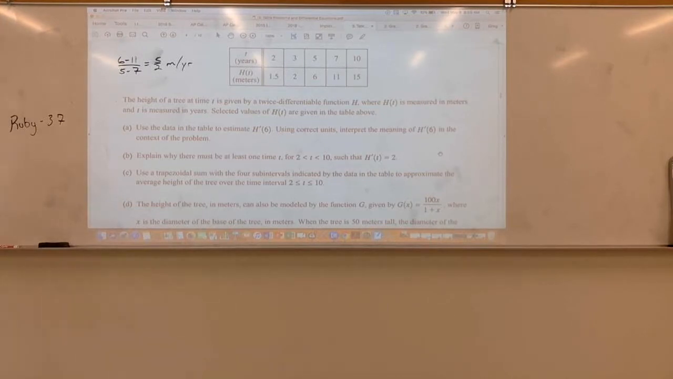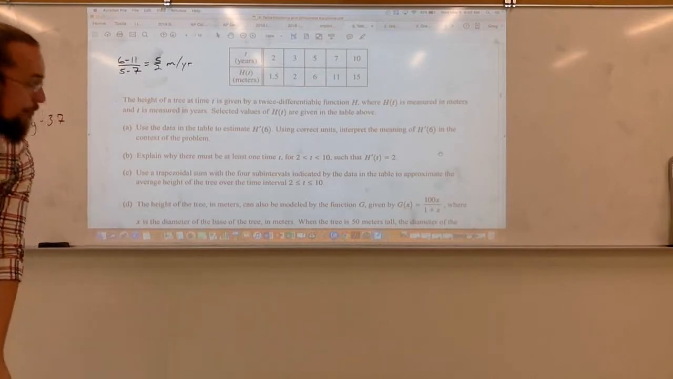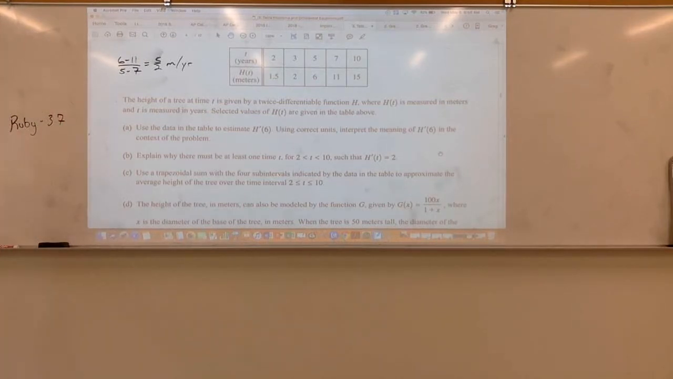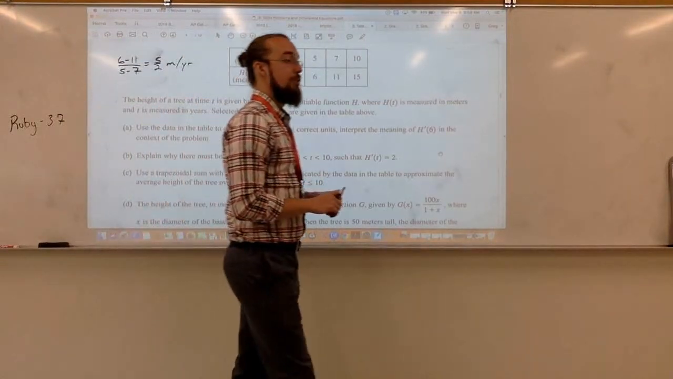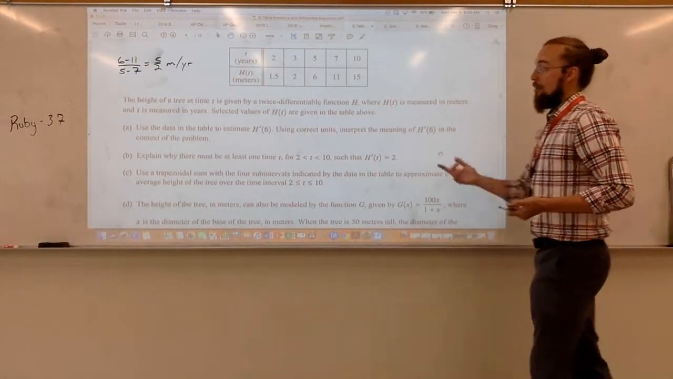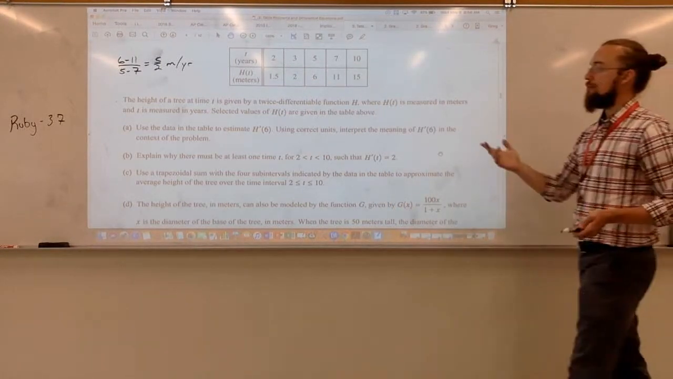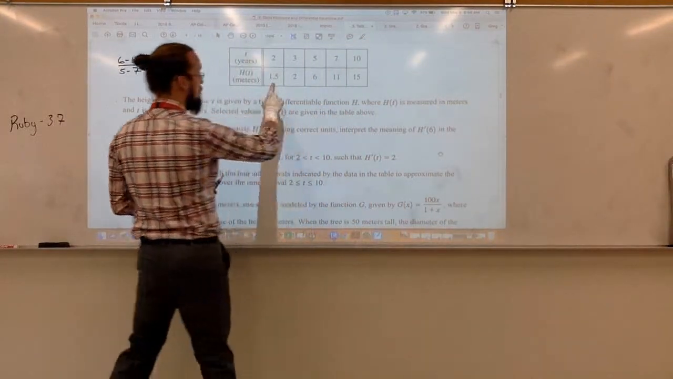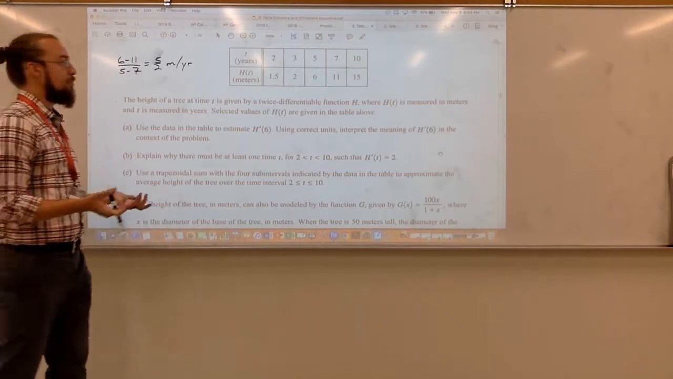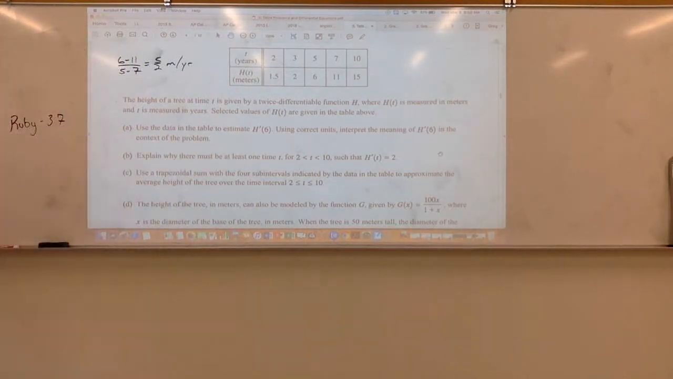All right, so B, explain why there must be at least one time between 2 and 10 such that h prime of t equals 2. All right, so they're telling you this is true. Figure out why. This is another mean value theorem question, right? So we want to look at slope. Well, if I look at the slope between my endpoints, between 2 and 10, I would have 15 minus 1.5, which is 13.5 over 8. 13.5 over 8 is definitely not 2.